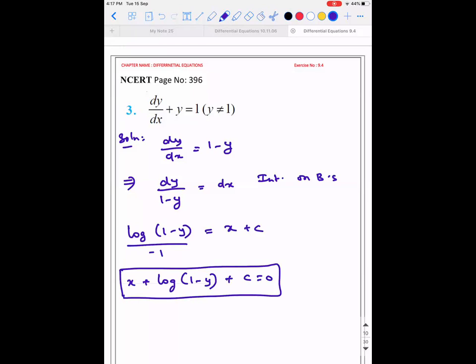So x plus log of 1 minus y plus c is equal to 0. So just verify the final answer. If it is not given in this kind of form, let me know. The given answer has 1 plus a e power minus x. Okay, they have brought the exponential function, right?